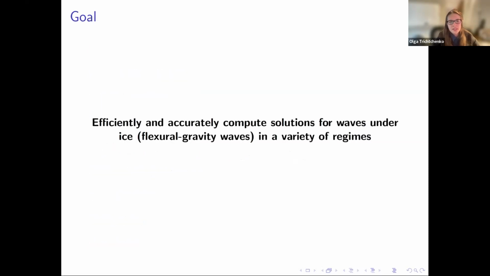All right, so the goal of the work is to efficiently and accurately compute solutions for waves under ice. So we'll refer to these as flexural gravity waves in a variety of regimes. And so I'll show you what those regimes are. So again, we're looking for efficiency and accuracy. So we want to be doing this on as large of a domain as possible with as many points, but we don't want the computation to take days.